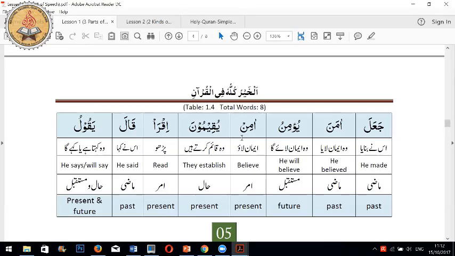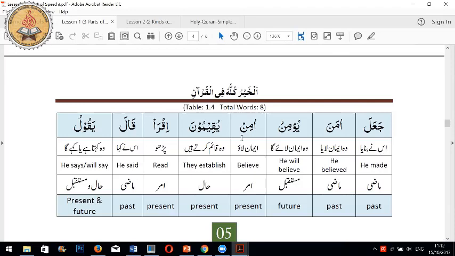And when we say they establish, it means this function or this job is being done at this time. Not that it was done in the past, and it is not going to be in the future. In this case, the translation tells us that they establish, it relates to the present time.